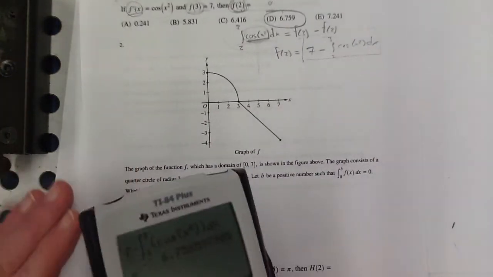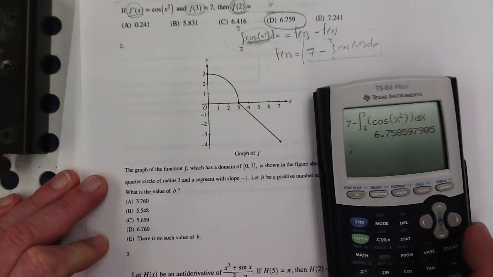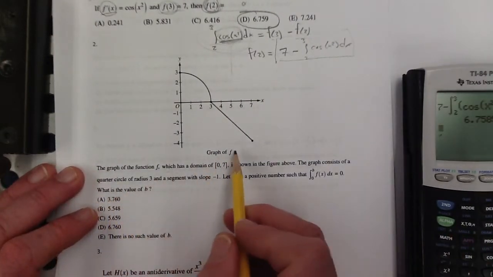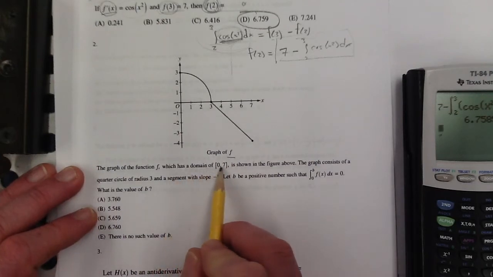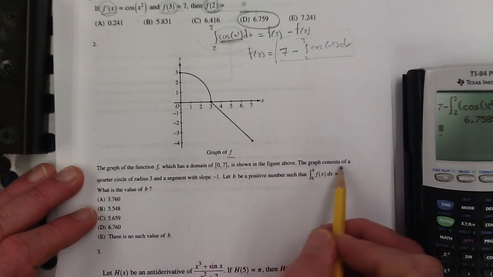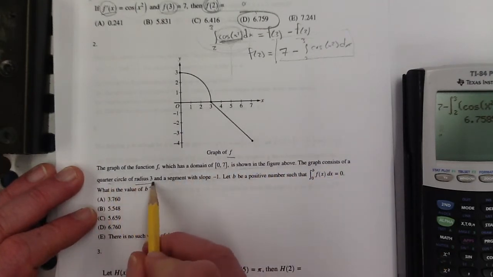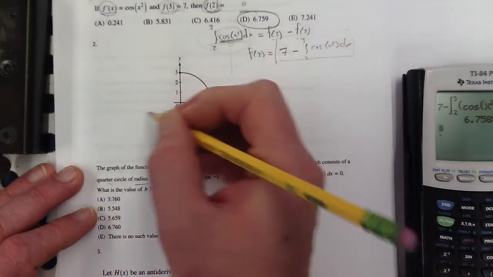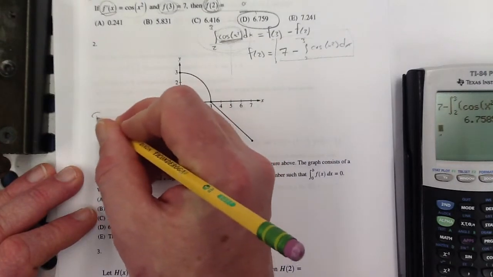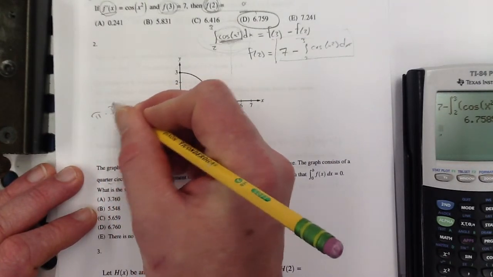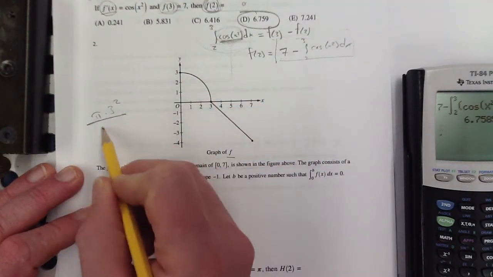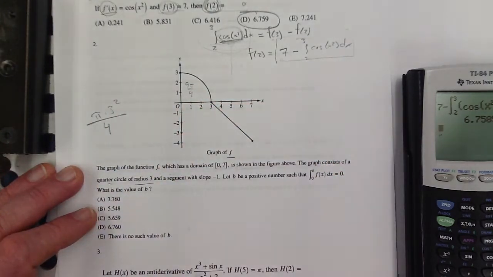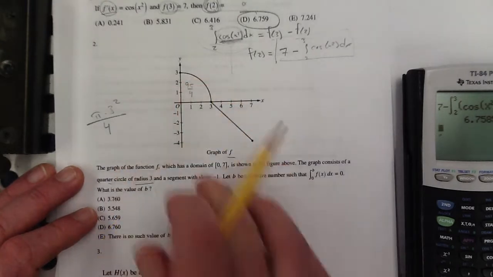Alrighty, so how about this one? Graph of the function f, which has a domain of 0 to 7, is shown in the figure above. The graph consists of a quarter circle of radius 3. Okay, so let's see. The area of a circle is pi r squared. So that's a quarter circle, so that's 9 pi over 4. I'm just going to put that area in right there. I'm just feeling that we're going to need that.